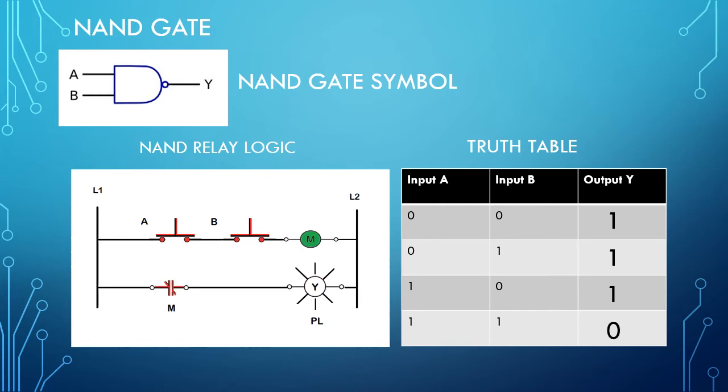It's only when I press A and B that I do not have an output on Y. And that's my NAND function. A and B will equal Y not, or Y is false.